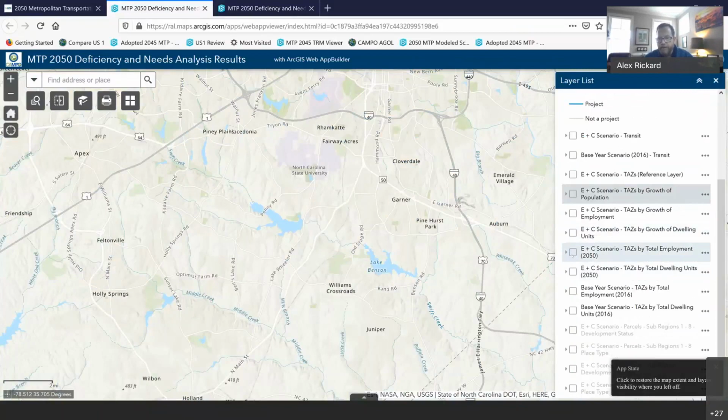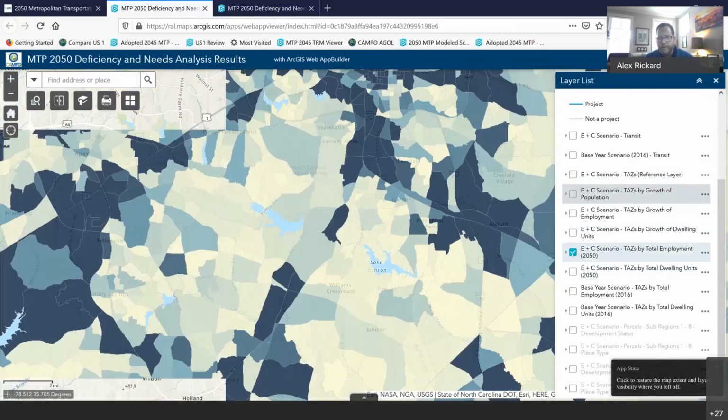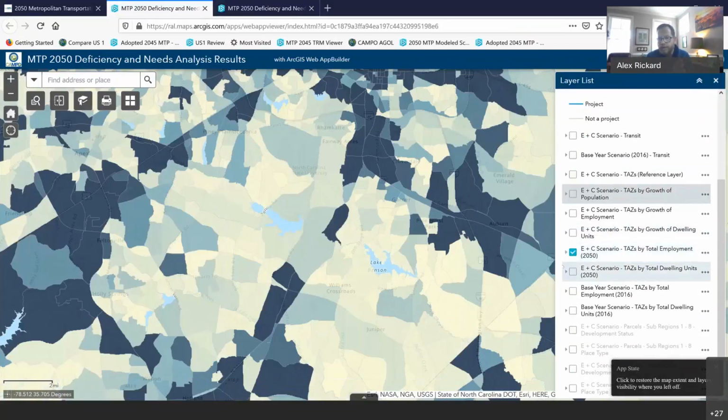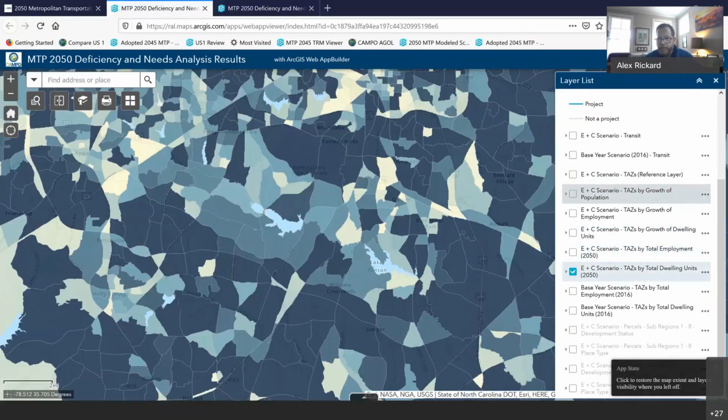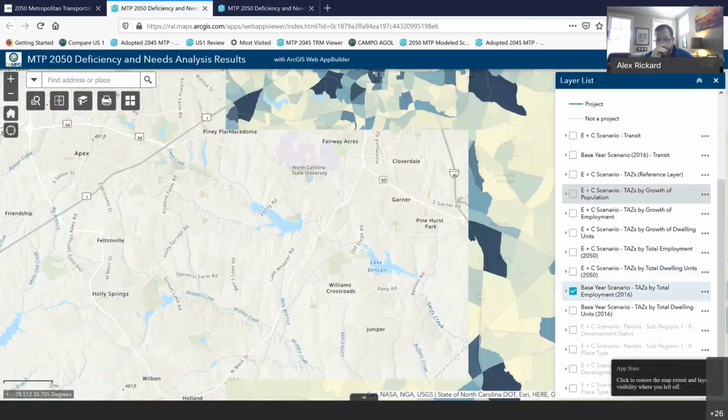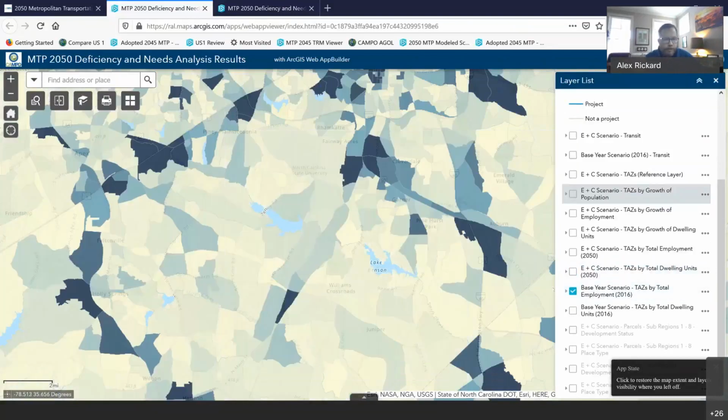So let me go down. The next couple layers are just sums of those. Here's your total employment. This is your 2016 base employment, along with the growth from the previous layer. You have your total dwelling units, total population, total employment. There's also the base conditions: your employment, dwelling units, and population for the 2016 base year.